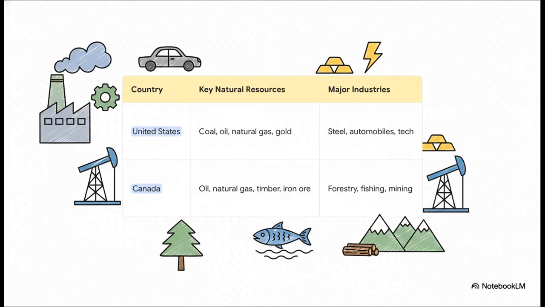And boy, did these two nations have a lot of resources to use. Both are incredibly rich in natural resources, which totally fueled their economies. But you can spot some key differences here. The US developed these massive industrial sectors like steel and automobiles, while Canada's economy is still deeply tied to its vast natural landscapes, with huge industries in forestry, fishing, and mining.